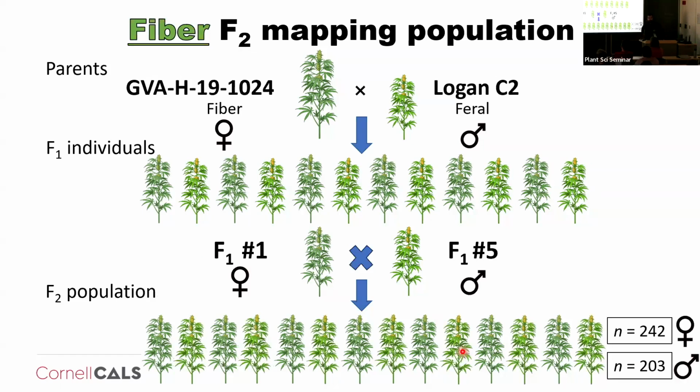For the fiber population, we use a fiber breeding line, GBAH 191024. This is a very late-flowering, very large-seeded cultivar. It was crossed with the first New York feral population isolated, which is Logan. This is a very early and very small-seeded cultivar. In this case, we also did seed mating for the generation of the F2s, but here we phenotyped and genotyped females and males, having a total of 445 individuals.